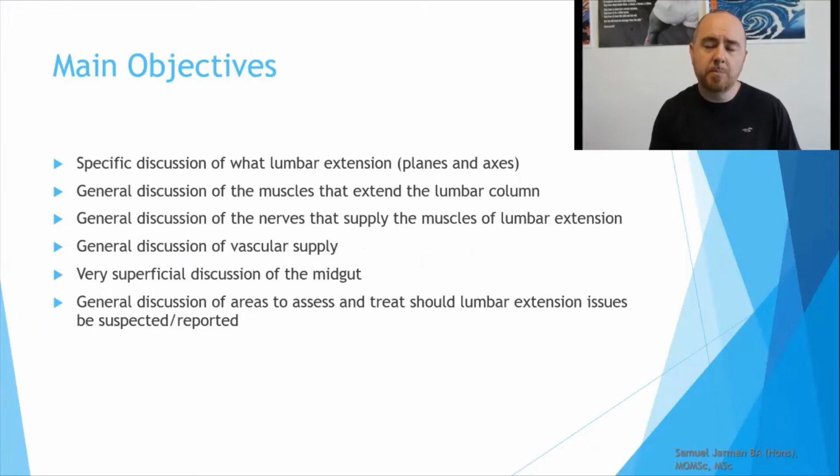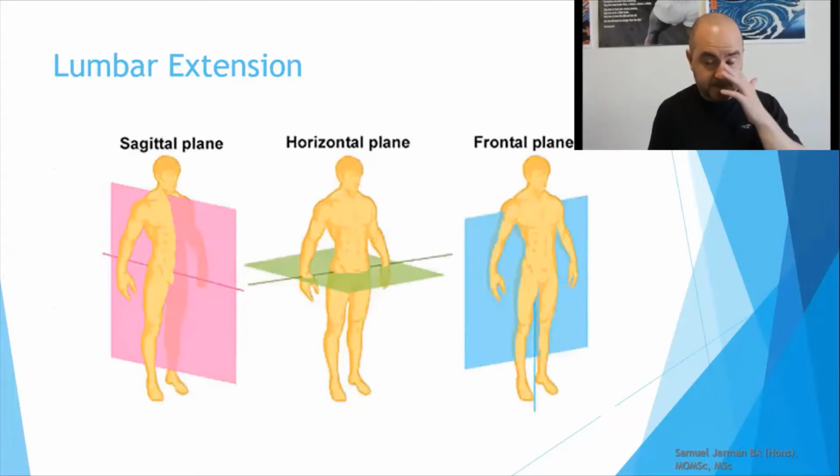So the midgut consists of the second half of the duodenum, which is subsequent to the duodenal papilla. Then we will continue with the jejunum and the ileum, and then a very general discussion of areas to assess and treat should lumbar extension issues be suspected or reported by the patient. So, lumbar extension. First we speak about the cuts or the planes.